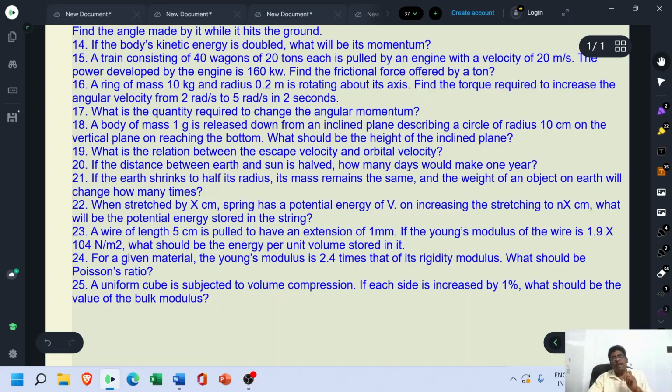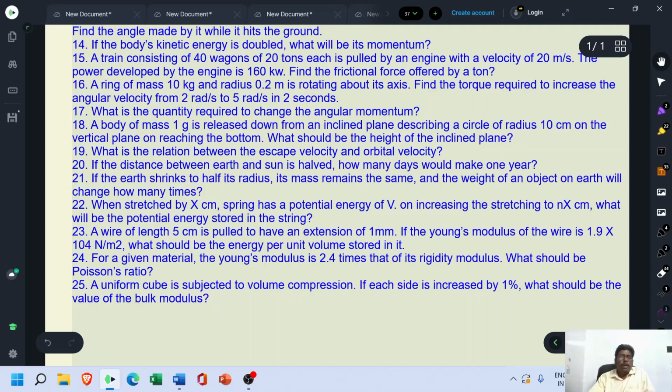16th question. A ring of mass 10 kg and radius 0.2 meter is rotating about its axis. Find the torque required to increase the angular velocity from 2 radians per second to 5 radians per second in 2 seconds. 17th question. What's the quantity required to change the angular momentum?